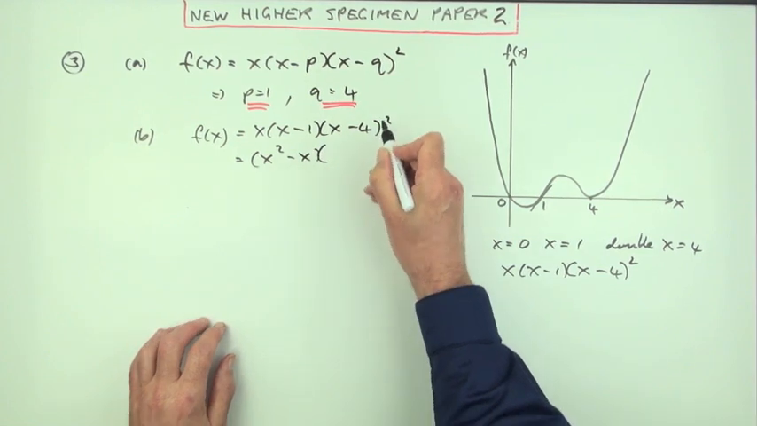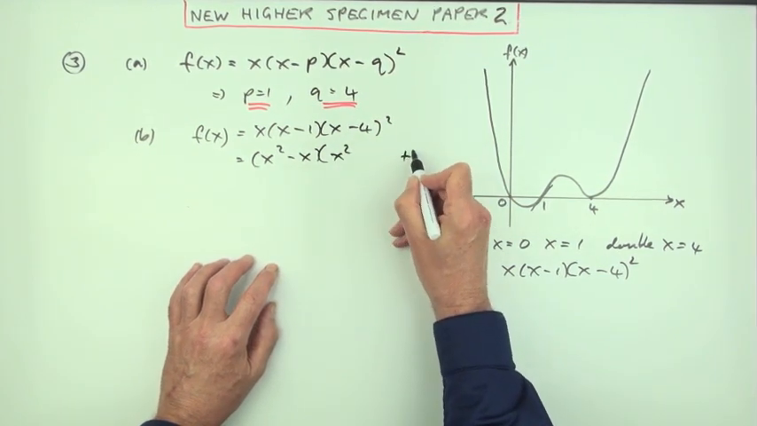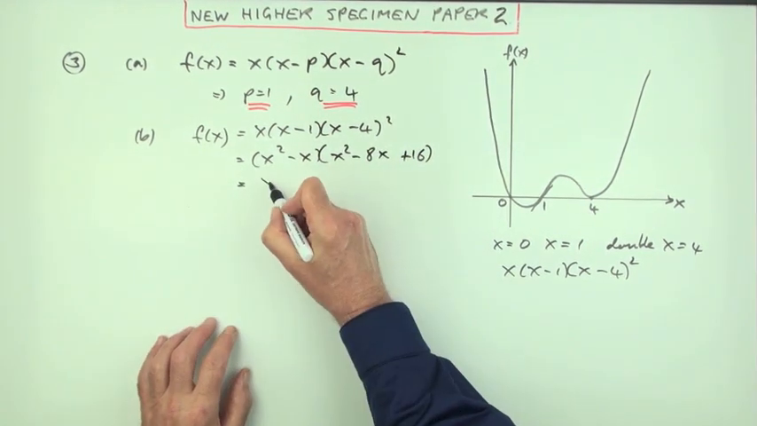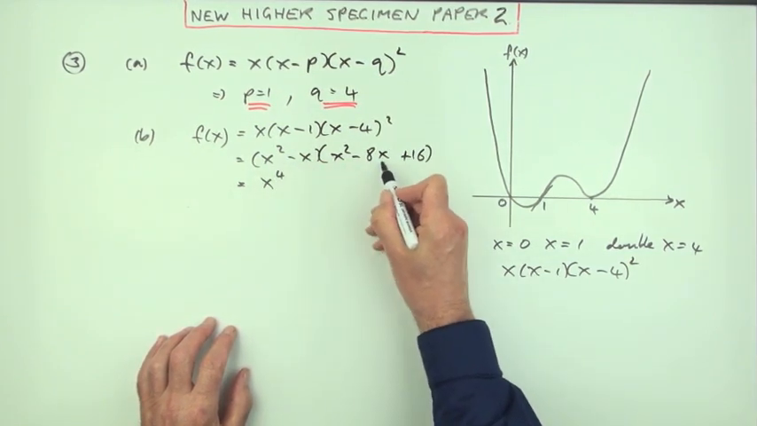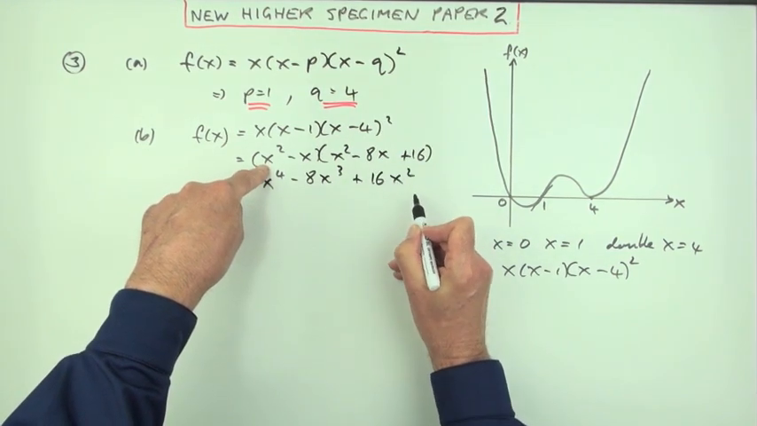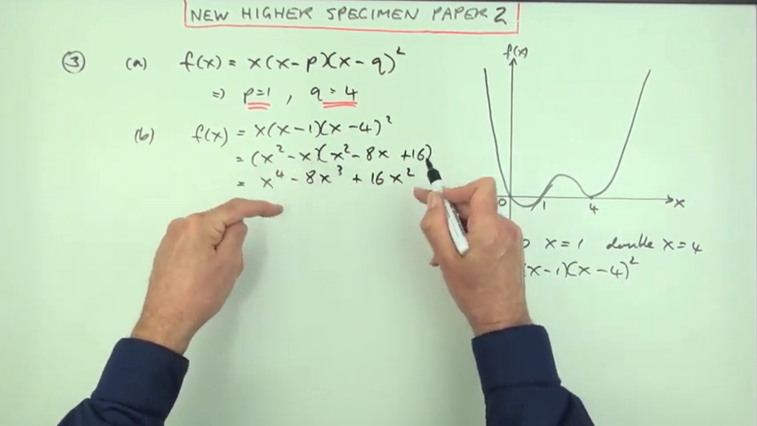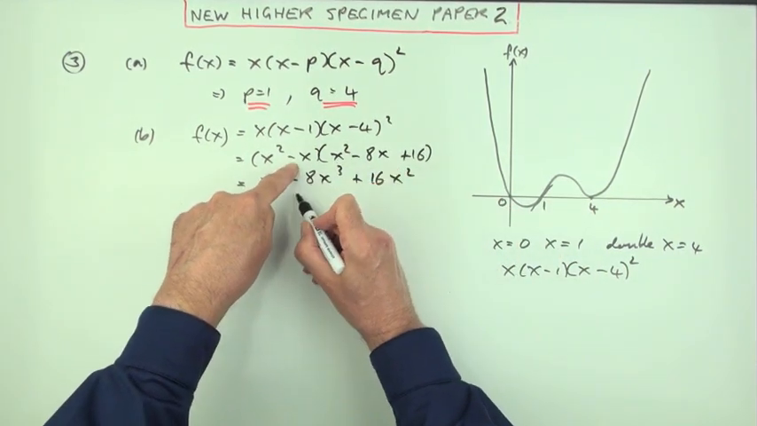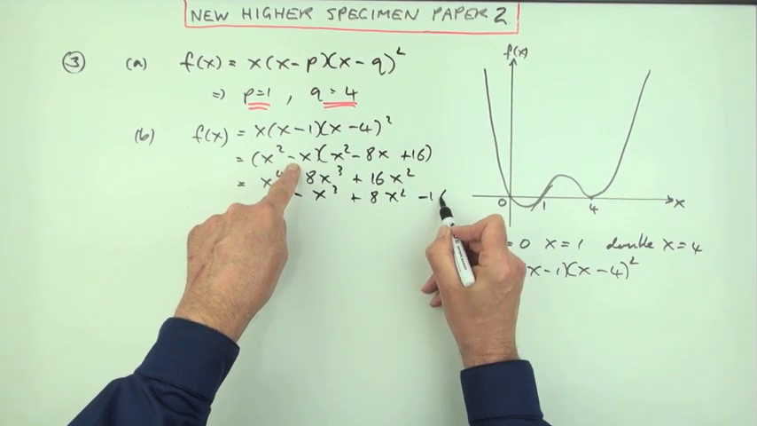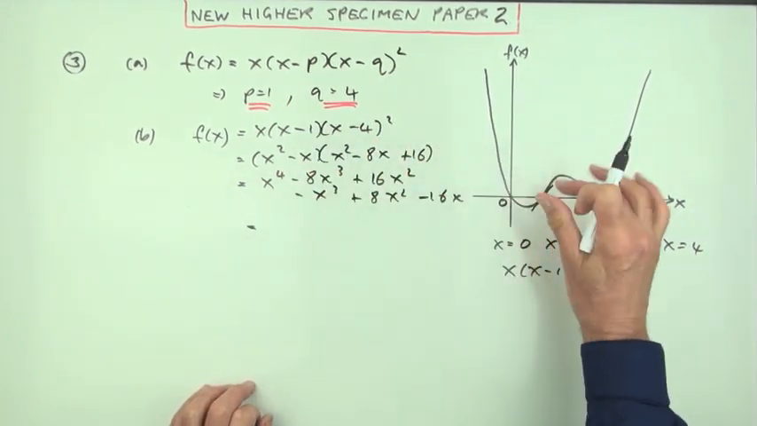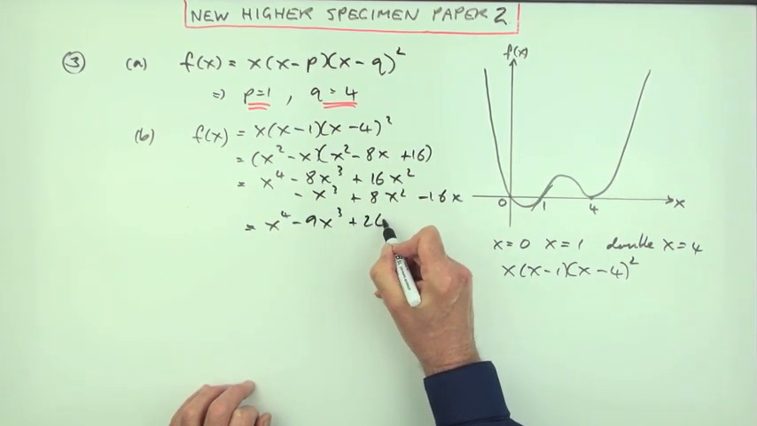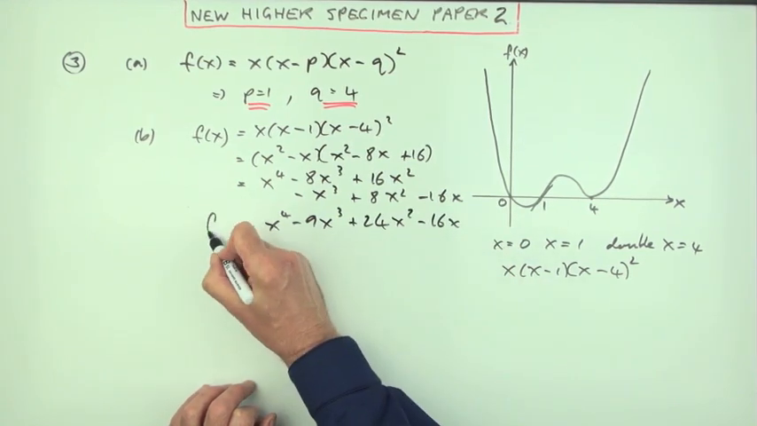So that's x squared minus x times the square of the bracket: square the first, x squared, square the last, 16, twice the product, minus 8x. So that's x to the power 4, I'll just spell it out, minus 8x cubed, just multiplying by x squared, plus 16x squared. And rather than writing it across, I think I'll do the next one underneath in the appropriate columns. So minus x cubed plus 8x squared minus 16x. That's just as an alternative to writing it all out. Finally, we've got x to the 4 minus 9x cubed plus 24x squared minus 16x.